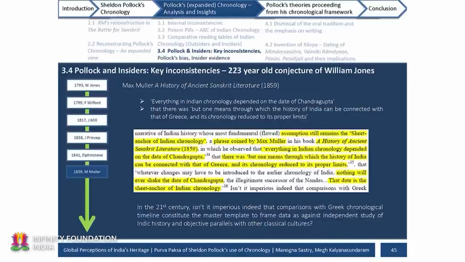Now, in the 21st century, isn't it imperious indeed that comparisons with Greek chronological timelines constitute the master template to frame data as against an independent study of Indian history, right? That's the argument we like to put. Again, we are not saying this is all wrong, right? What we are saying is this seems to be a very dubious basis for somebody to be putting the history of our nation on the line.